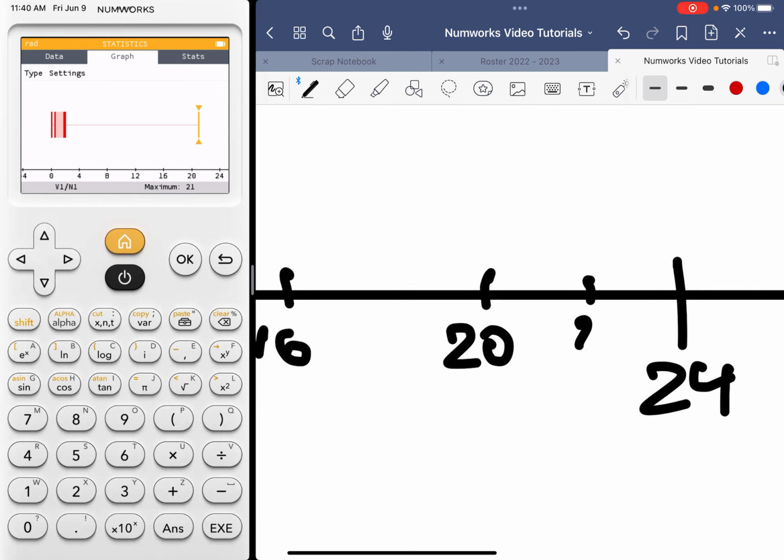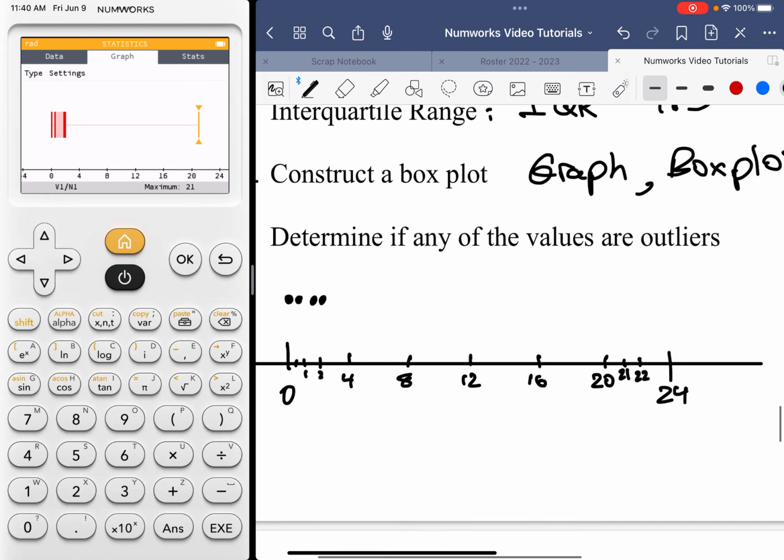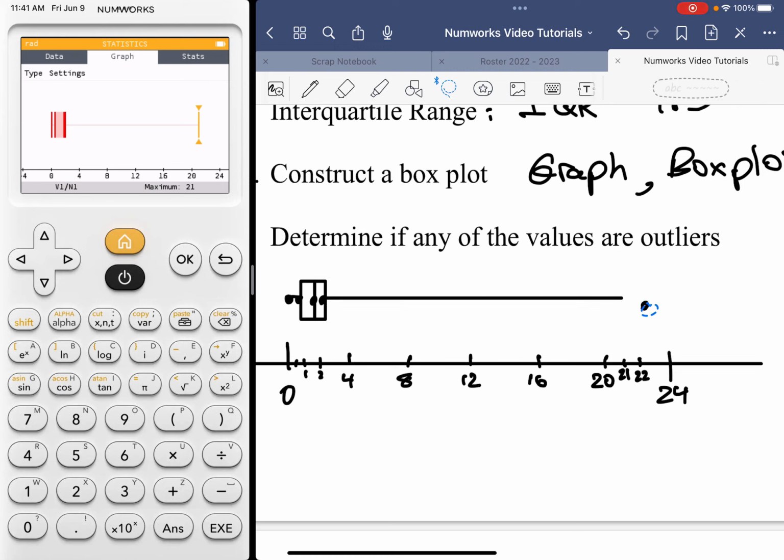So here's 22, half of that distance gives us the 21, I should say. Box around the middle 3, they may not be directly in the center. And then extend out to the extreme values. Got to move my point here a little bit, but that's going to be the box.